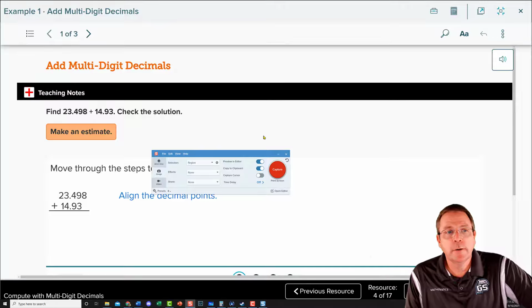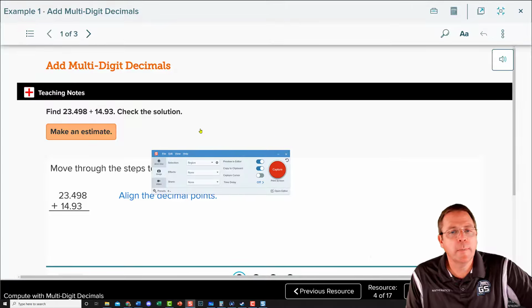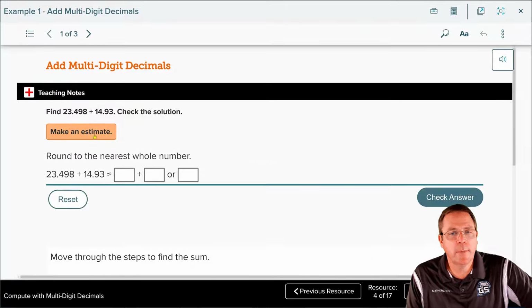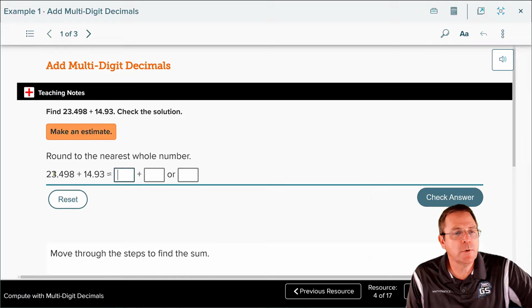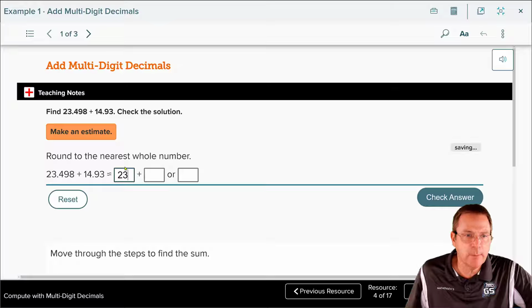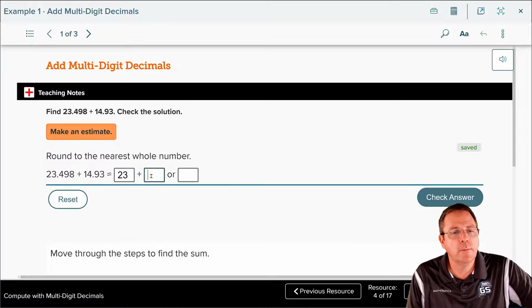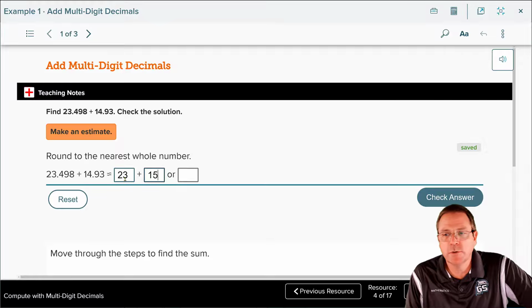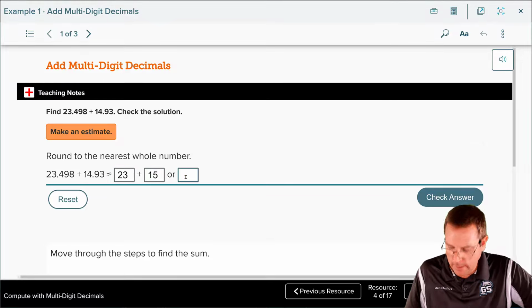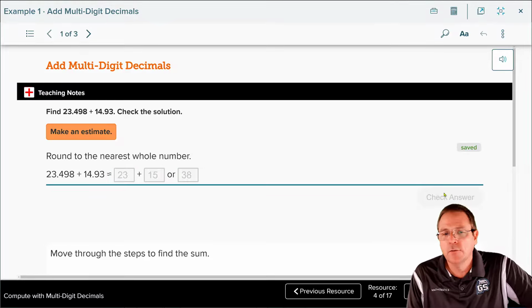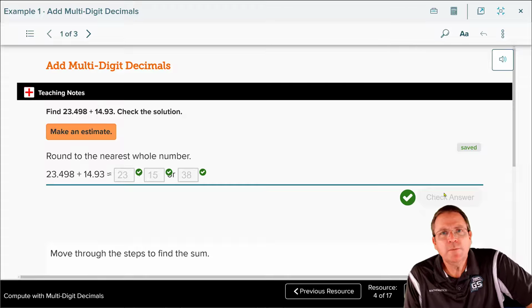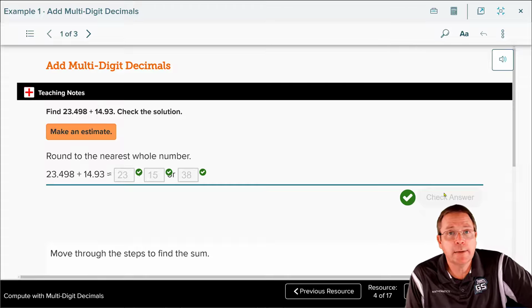Did you get it right? Well, let's find out. Now, they started off by suggesting that we make an estimate. For their estimate, what they would say is, well, let's see, 23.3, that's going to be about 23. 14.9, that's going to be about 15. And when you add those two numbers together, 23 plus 15, that's going to be 38. So our ballpark answer should be something around 38.